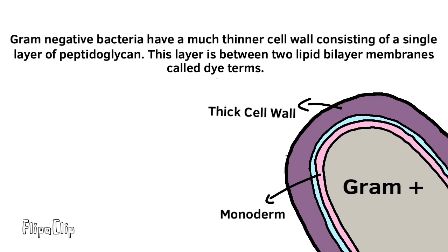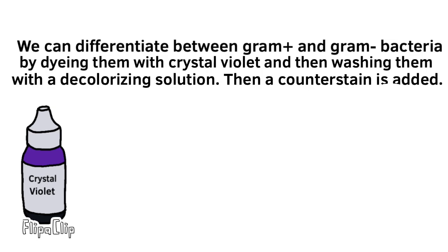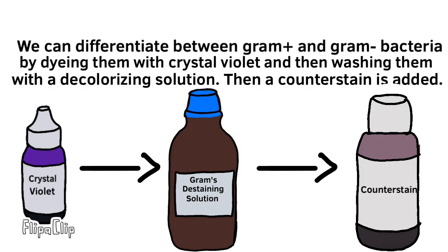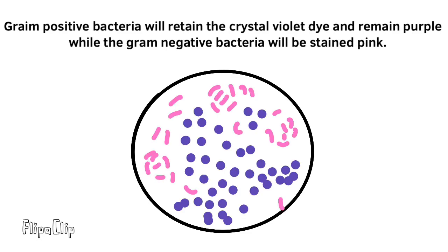Gram-negative bacteria have a much thinner cell wall consisting of a single layer of peptidoglycan. This layer is between two lipid bilayer membranes called diterms. We can differentiate between gram-positive and gram-negative bacteria by dyeing them with crystal violet and then washing them with a decolorizing solution. Then a counterstain is added.